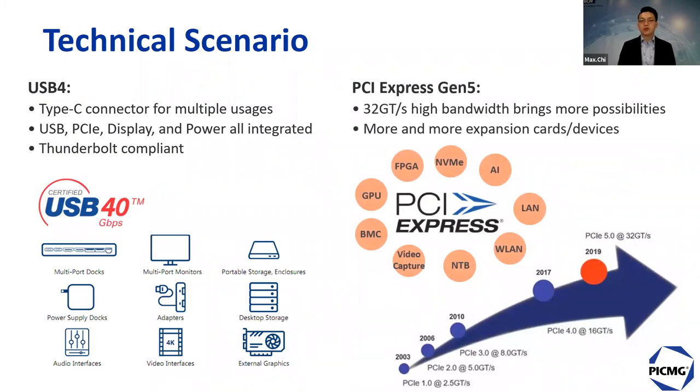Next is PCI Express Gen 5. With the 32 GT per second high speed, you will be able to connect to the latest expansion cards or devices like FPGA, NVMe, AI acceleration card, GPU, or BMC, and so on. And also, because the speed is very fast, it also leaves you the possibility for future technologies or future usages.